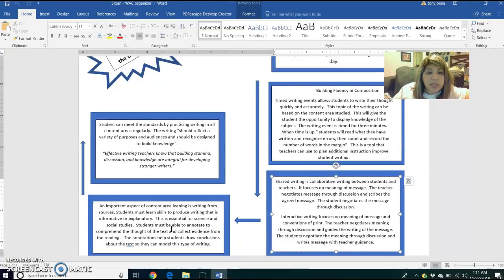And finally, students can meet the standards by practicing writing in all content areas regularly. The writing should reflect a variety of purposes and audiences, and it should be designed to build knowledge.